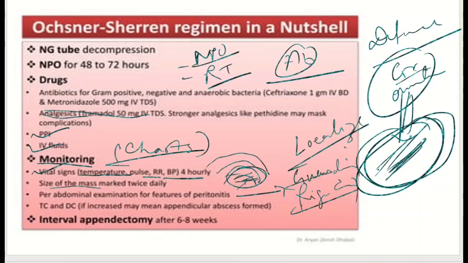Total counts are measured daily, and if the patient is responding well to the Ochsner-Sherren regimen, we can continue this, and interval appendicectomy is done after 6 to 8 weeks. But if for some reason the patient is deteriorating, there are signs of peritonitis, tachycardia, the patient is in shock, then immediate emergency appendicectomy is done.